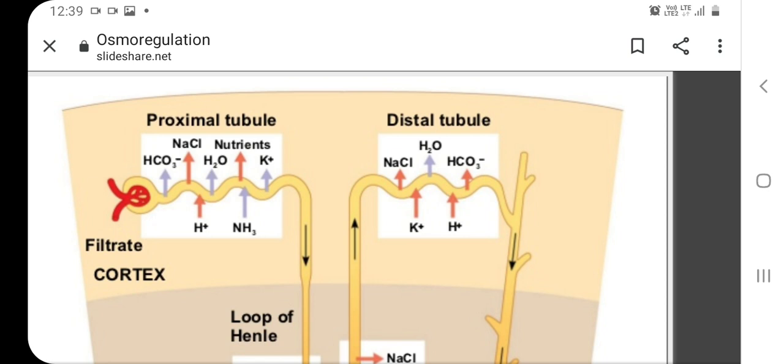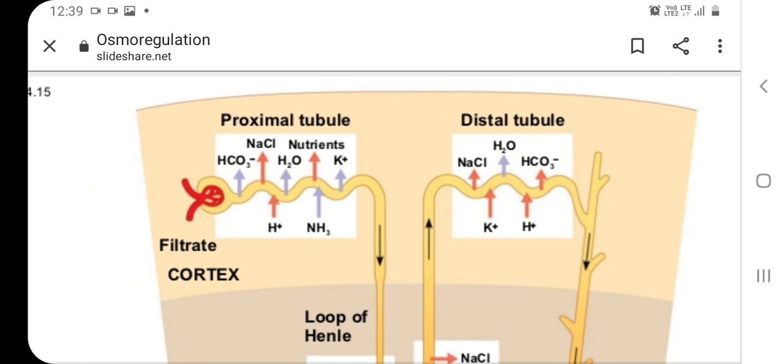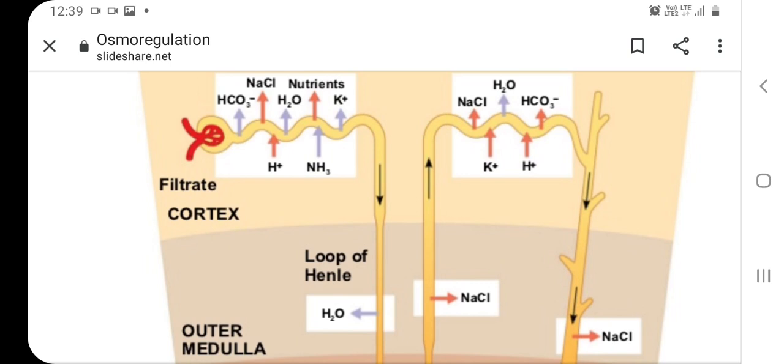This is the structure, the proximal tubule, where reabsorption of the filtrate occurs. It is the cortex region where you can see the head of the nephron, the anterior region of the nephron, the glomerulus, the Bowman's capsule, and the proximal tubule, where the reabsorption of water and salts occurs. Then as the filtrate passes further downward, it is concentrated.